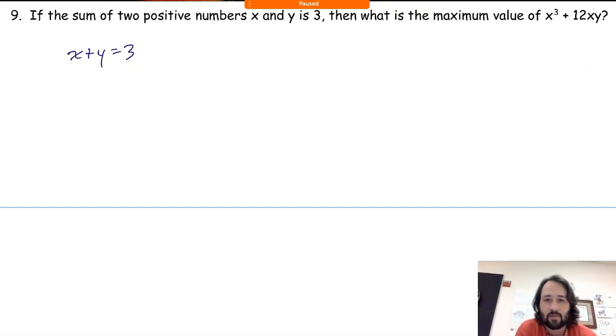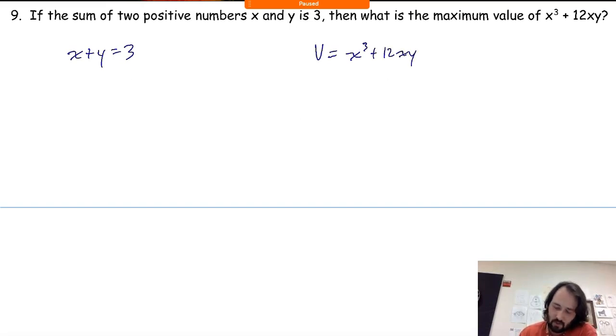So if the sum of two positive numbers is 3, so x plus y is 3, right? That's what the sum is. And I also know that they have to be positive numbers. What is the maximum value of this? So I'm just going to say value is x cubed plus 12xy.